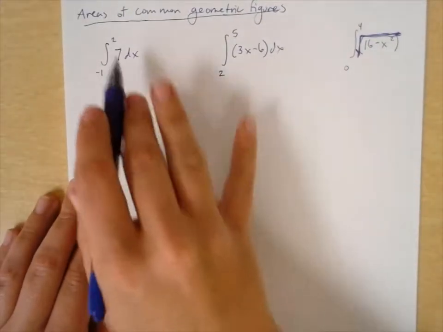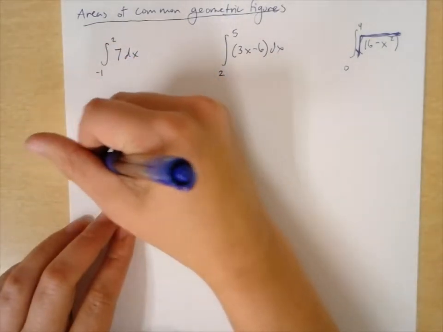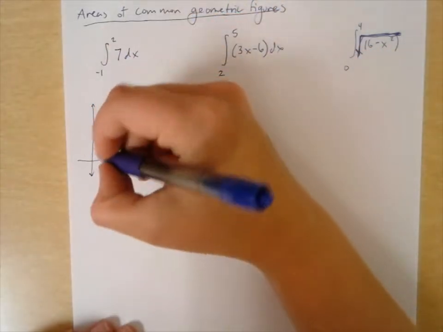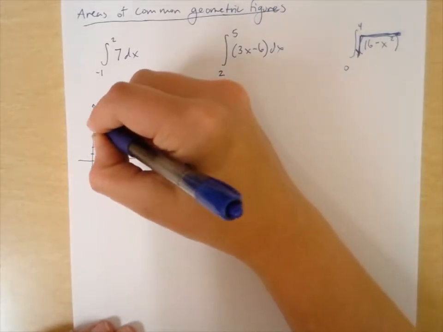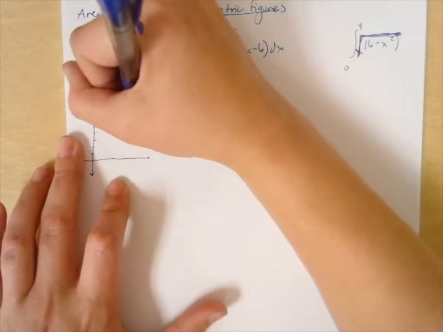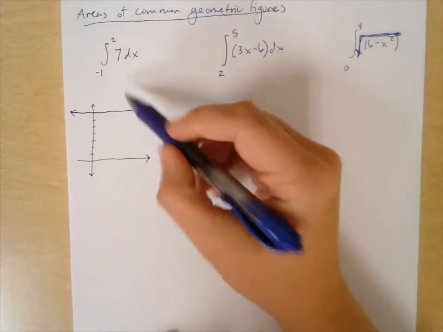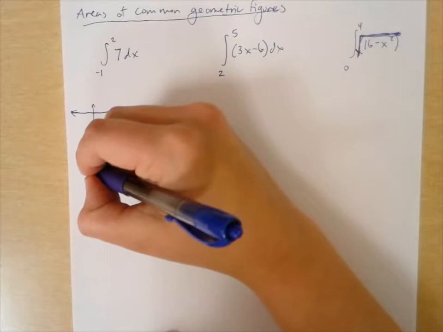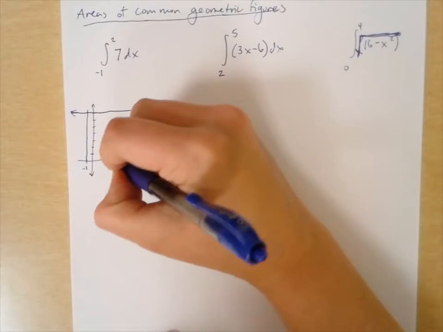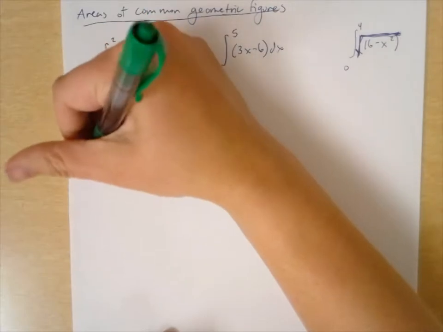So let's start here. Here's what would happen if I graphed this. If I graphed the function y equals 7, then I would be looking at 1, 2, 3, 4, 5, 6, 7, a horizontal line at the y value 7. That's this line up here. And then I'm looking at the x values from negative 1. We'll call that guy there. Let's draw a line to 2. And let's draw another line. There we go. So what I'm interested in is this rectangle here.